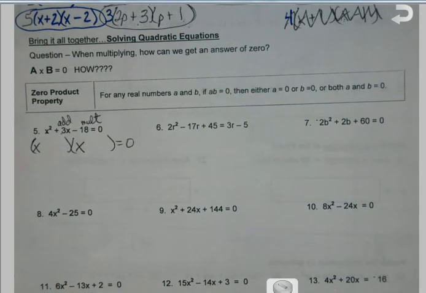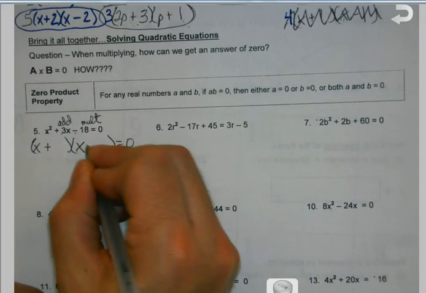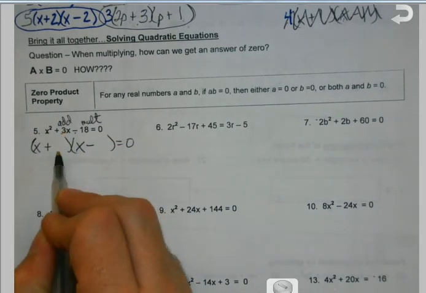But again, there's even clues in that. If they're going to multiply to a negative, I know one's plus and one's minus. If they add to a positive, I know the positive number is going to be bigger.